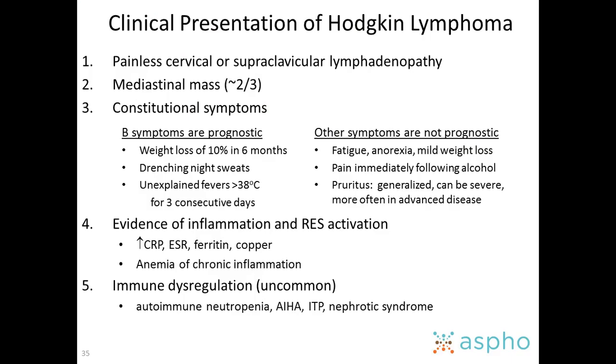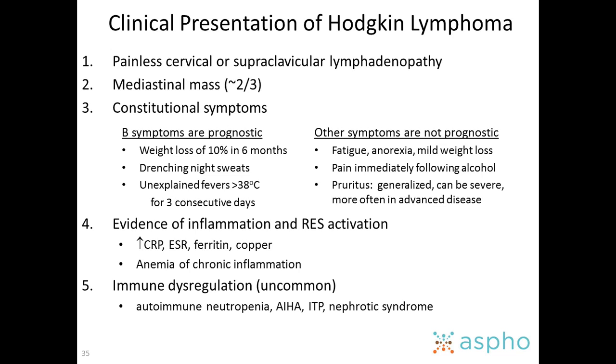Okay, so the clinical presentation of Hodgkin lymphoma, classically it is painless cervical or supraclavicular lymphadenopathy, and there's a mediastinal mass present in about 2/3 of patients. They may have constitutional symptoms. The B symptoms, which are listed here, are prognostic. The other constitutional symptoms, like fatigue or pain following alcohol ingestion or pruritus, those are interesting but not prognostic.